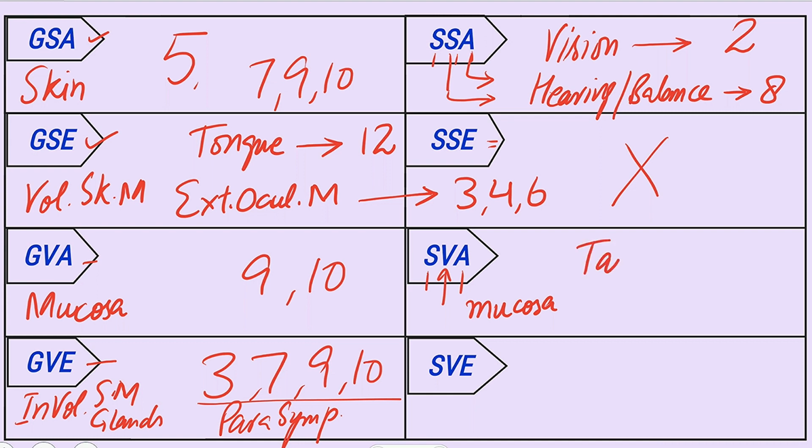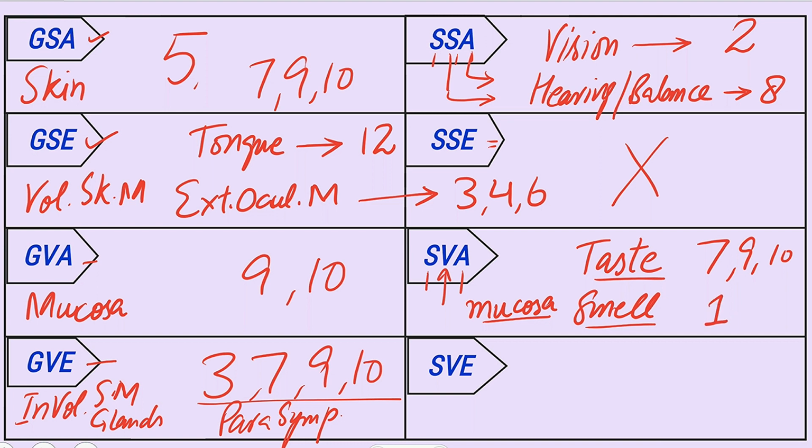So taste and smell are the sensations that are carried from the mucosa: taste from the mucosa of the tongue and smell from the mucosa of the nasal cavity. For taste, we have cranial nerves number 7, 9, and 10. And for smell, we have the first cranial nerve, that is the olfactory nerve.